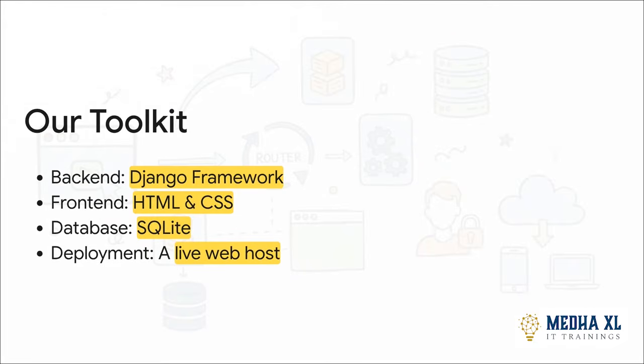To pull this off, we're going to need a few key tools. Think of this as our workshop. The main engine, the star of the show, is the Django Framework. It's going to handle all the heavy lifting in the background. That's our backend. For the part you actually see and click on, the user interface, we'll use standard HTML and CSS. All our data? It's going to get stored in a simple SQLite database. And then at the very end, we'll push the whole thing to a live web host.